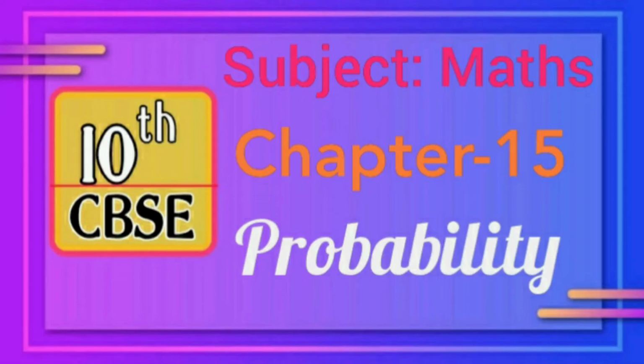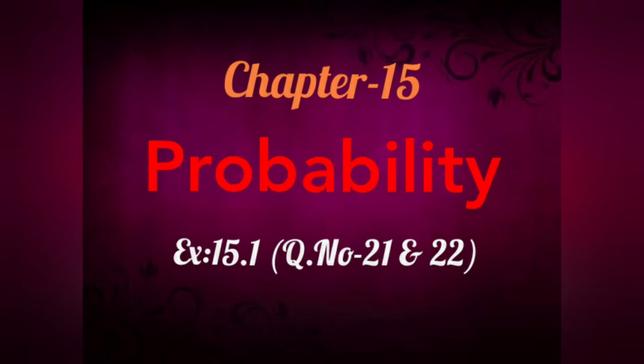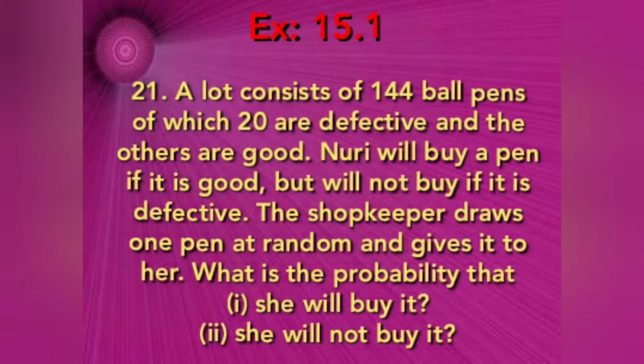Namaste students. In this video we are going to see chapter 15 probability. In exercise 15.1, question number 21 and 22. First, the 21st problem. A lot consists of 144 ball pens of which 20 are defective and others are good.